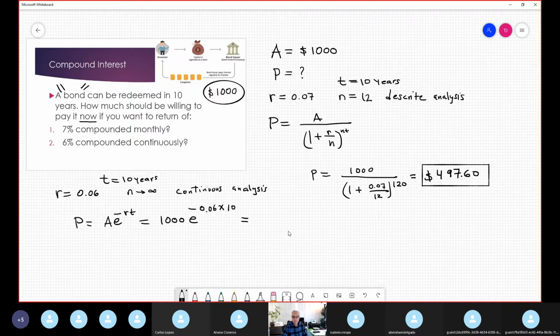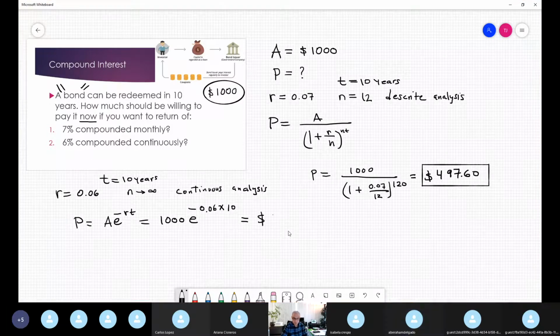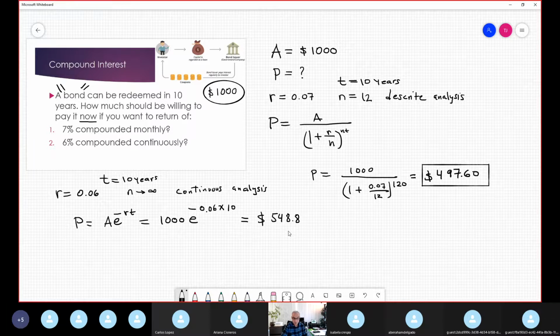And what about the second? The second, I got 548 and 81 cents. Very well. Super good. You are good doing this in your own calculator. So if you need to make a decision about what is the best option, it's obvious that the best option is this, no? Because this price is cheaper than this. This is the best option.